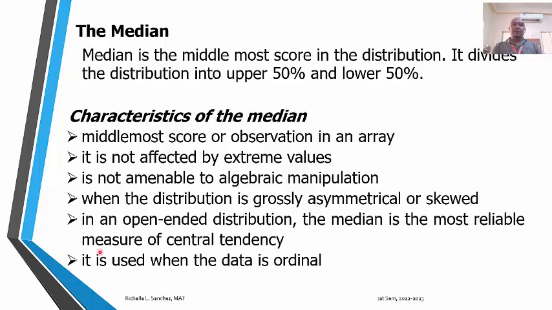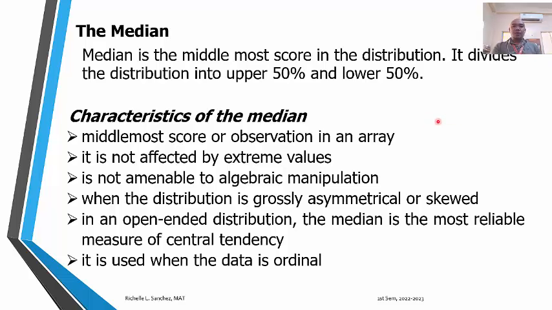Okay, so this is now another measure of central tendency, which is called the median. Median is the middlemost score in the distribution. It divides the distribution into upper 50 and lower 50. And these are the characteristics of our median.